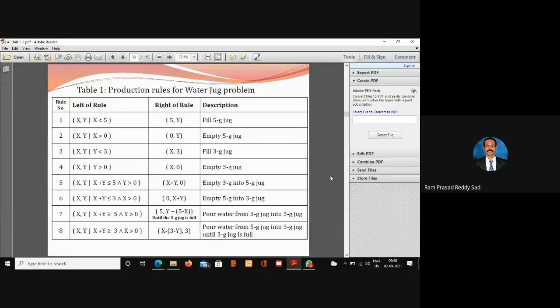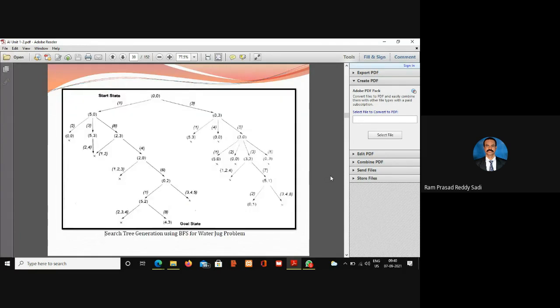The production rules for the water jug problem. See, this we have already seen. This is the very first problem we discussed. The same 8 rules have been given over here. We are trying to work out that using this. Now see, what is it? This is the state space search. This is the initial state.